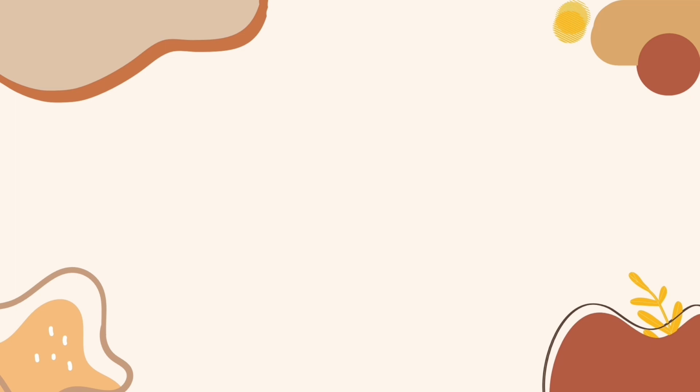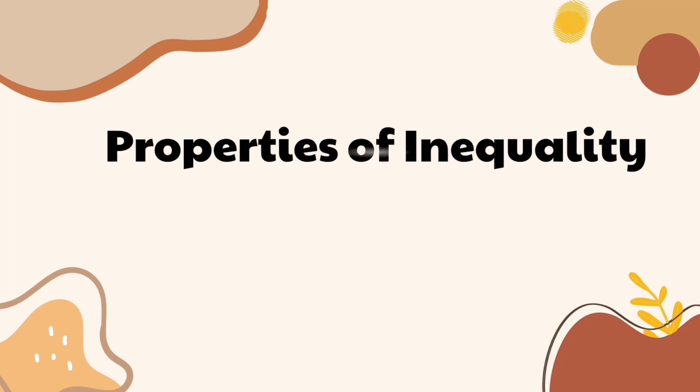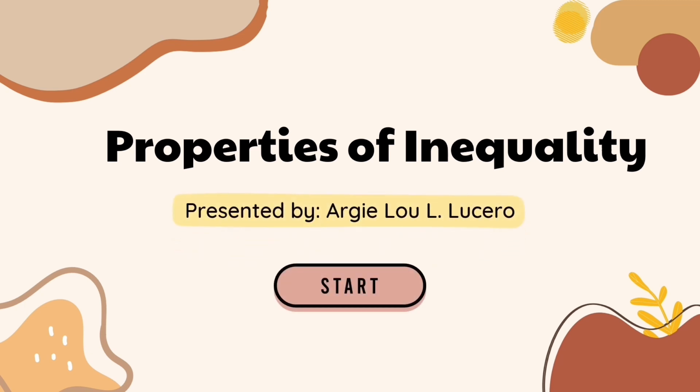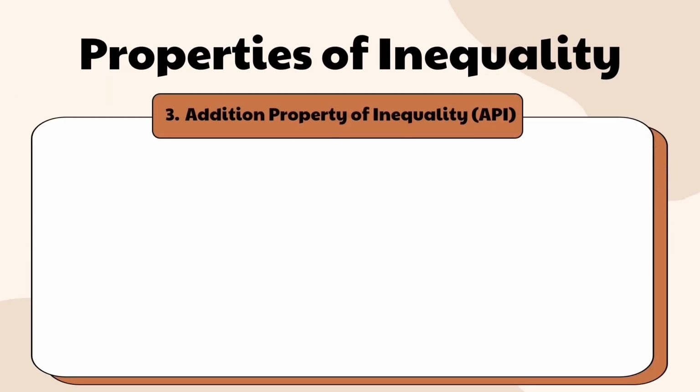This is the part 2 or continuation of our discussion on properties of inequality. The next property is the addition property of inequality, or API.